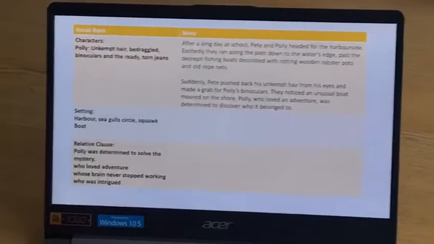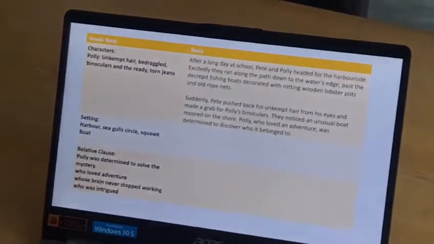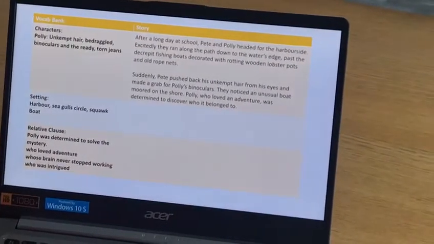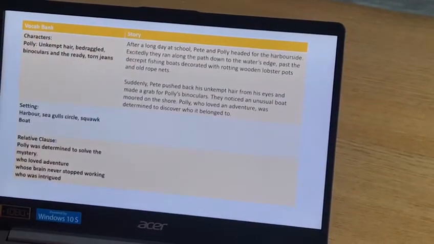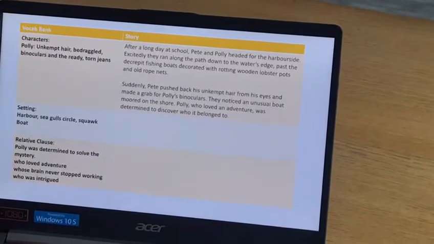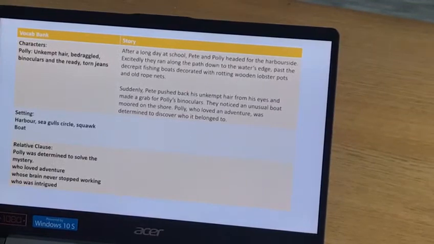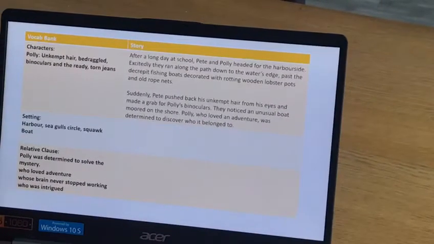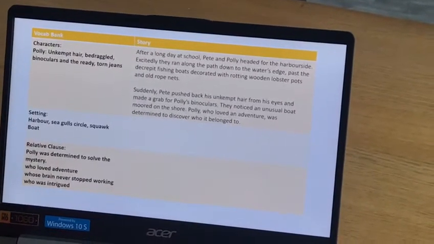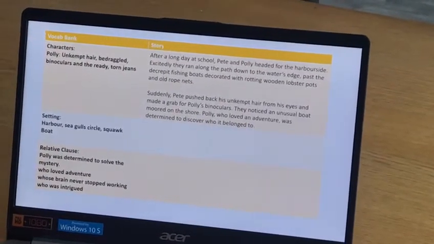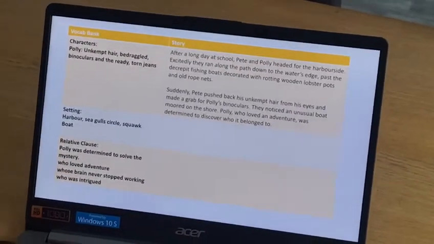In my writing, I'm going to turn that into a relative clause. So let's have a look. After a long day at school, Pete and Polly headed for the harbour side. Excitedly, oh, I've missed my comma off on my adverb, naughty me. Excitedly, they ran along the path down to the water's edge, past decrepit fishing boats decorated with rotting wooden lobster pots and old rope nets. Suddenly, Pete pushed back his unkempt hair from his eyes and made a grab for Polly's binoculars. They noticed an unusual boat moored on the shore. Polly, who loved an adventure, was determined to discover who it belonged to.